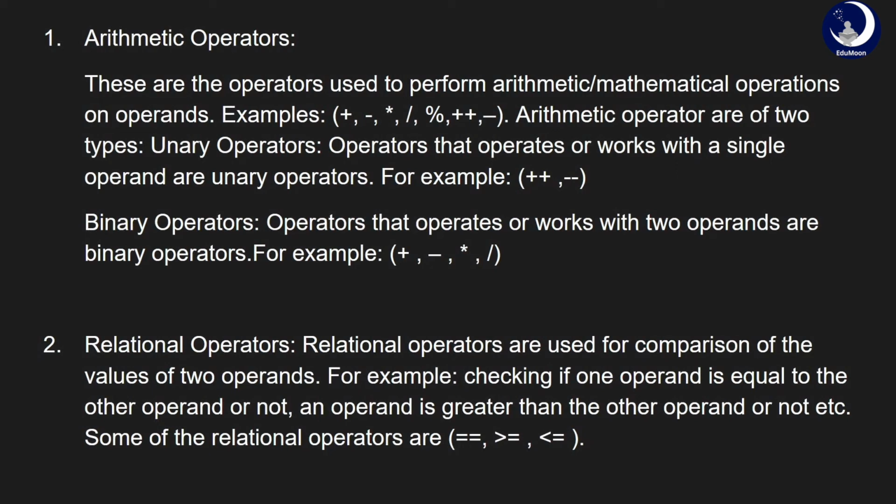Now let's look at relational operators. Relational operators are used for comparison of the values of two operands. For example, checking if one operand is equal to the other operand or not, an operand is greater than another operand or not, etc. Some of the relational operators are double equals to, which is used to check the equality, greater than or equal to, and less than or equal to.